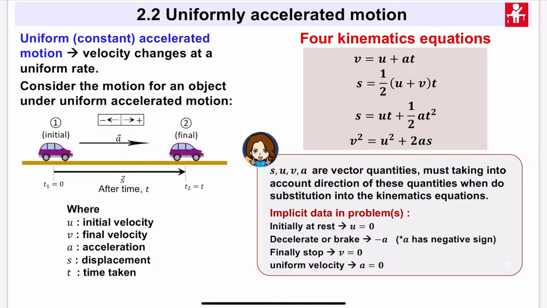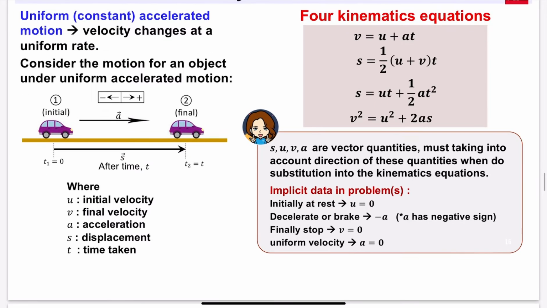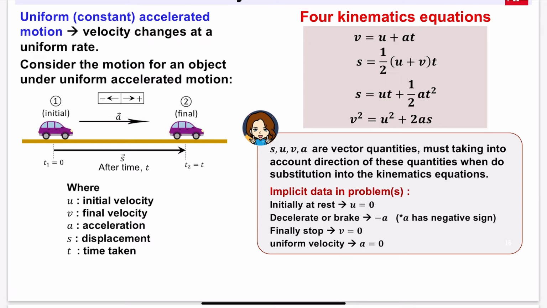Uniform constant acceleration means velocity changes at uniform rate. So kadar perubahan velocity berubah pada kadar yang fix, kadar yang seragam. So that is uniform acceleration.